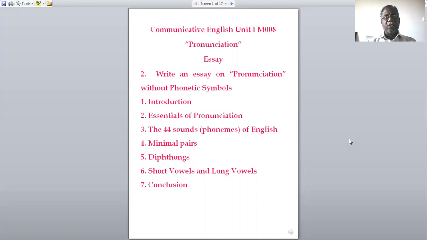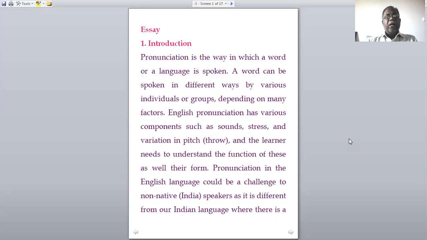So there will be an introduction and, as the last one, a conclusion. In between, you have 5 topics: essentials of pronunciation, the 44 sounds, phonemes of English, minimal pair, diphthongs, short vowels and long vowels. First one, introduction. First, I'll read it out, then I'll explain one by one. So this is an essay on pronunciation. First one, introduction.